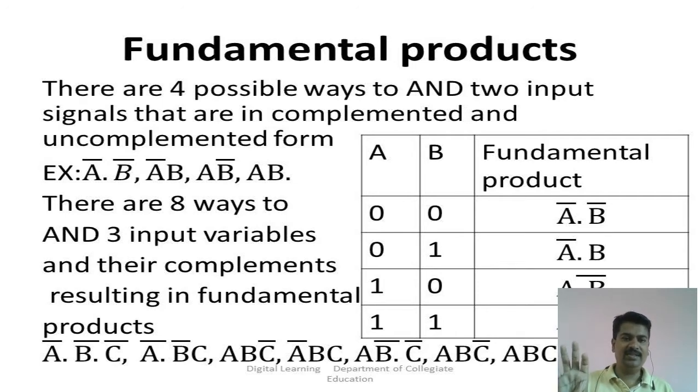That is how we write the fundamental products. If the variable is 0, write it in complemented form. If the variable is 1, write the variable in normal form, as such. That is how the fundamental products can be written if two input variables are given. Of course, we can write it for three input variables also.